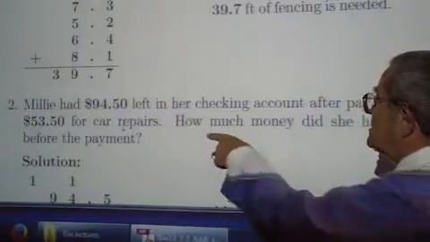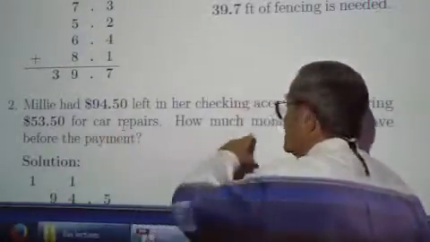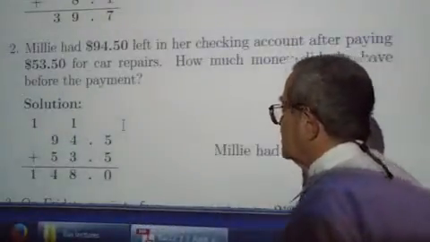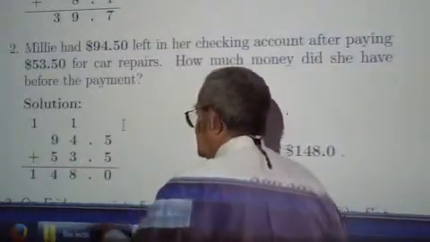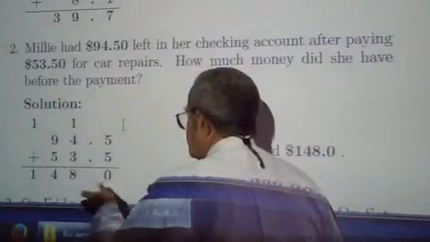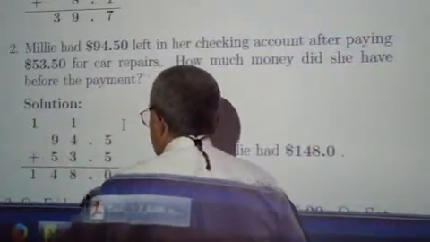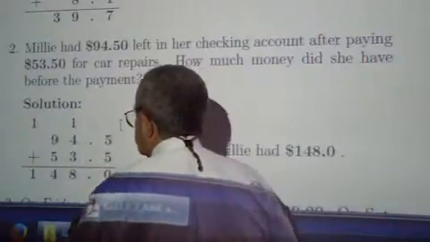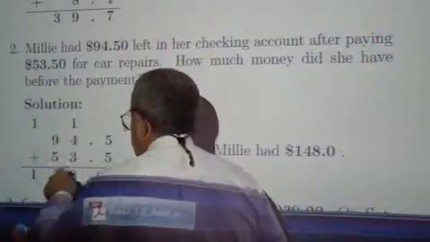And Millie had so much money left in her checking account after paying for repairs. How much did she have before? We add 94.5 to 53.5, gives us 148.0, so just 148. You have two carries here. A carry from the 5 plus 5, which is 10, and a carry from the 9 plus 5, which is 14.